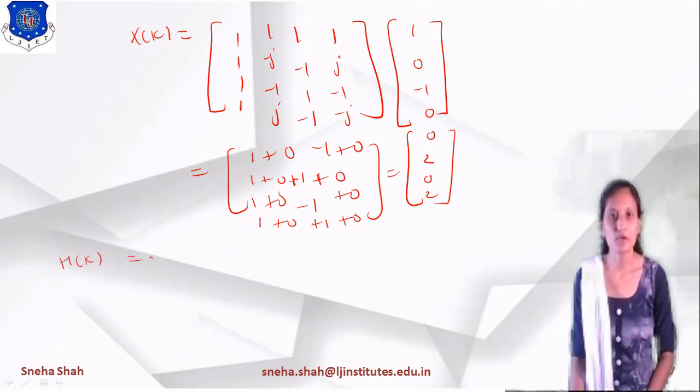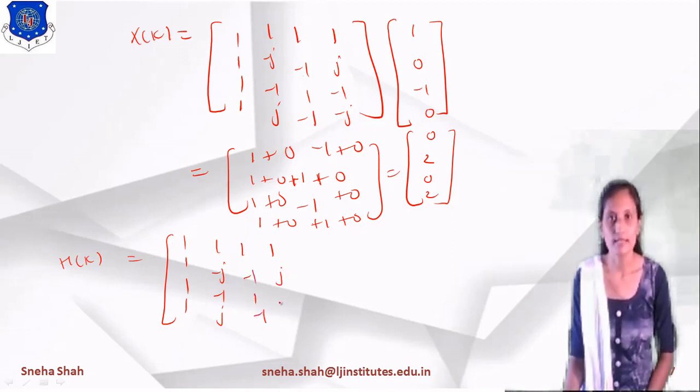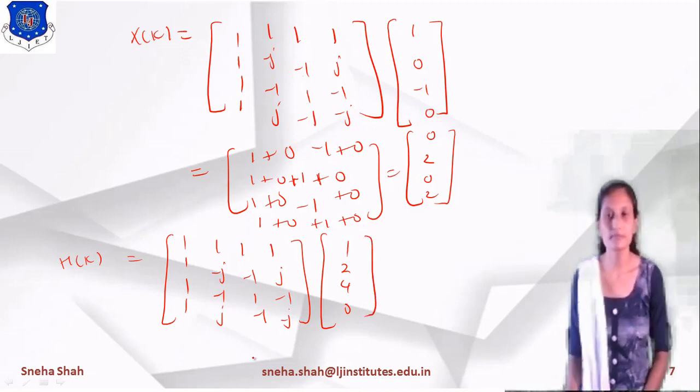Same way, if I am solving the value of h of k, then what will be the terms? 1, 1, 1, 1, 1, 1, 1, 1. Minus j, minus 1, j, minus 1, 1, minus 1. This one is j, minus 1, minus j, right? It will multiply with 1, 2, 4, 0.